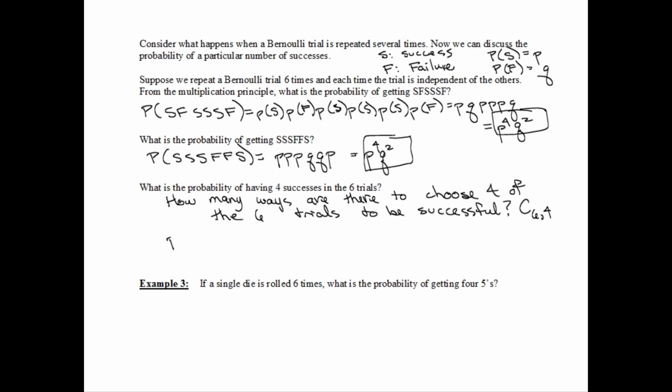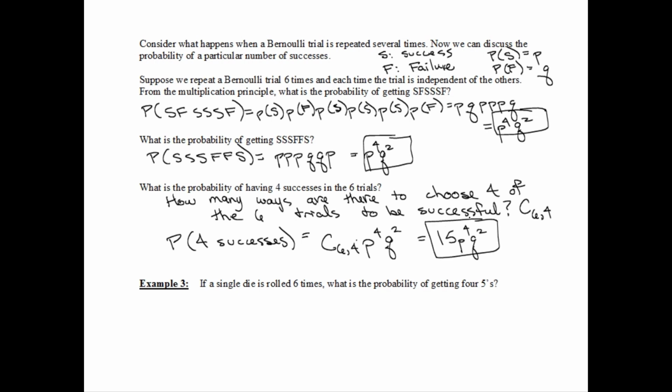So the probability of 4 successes is equal to combination 6, 4 times P to the 4th times Q squared, which is 15 P to the 4th Q squared. Okay, at this point I'm writing it in terms of P and Q because we haven't chosen a specific number for P and Q. I'm just trying to show you how this works, putting them together.